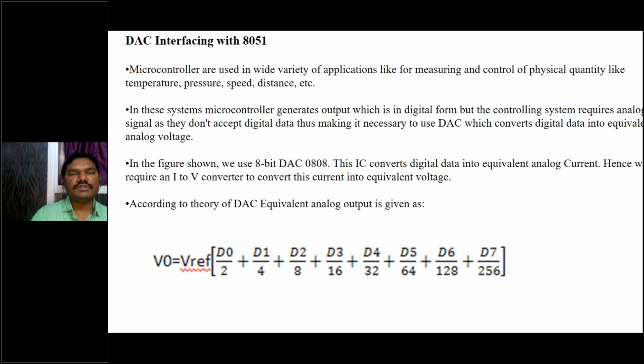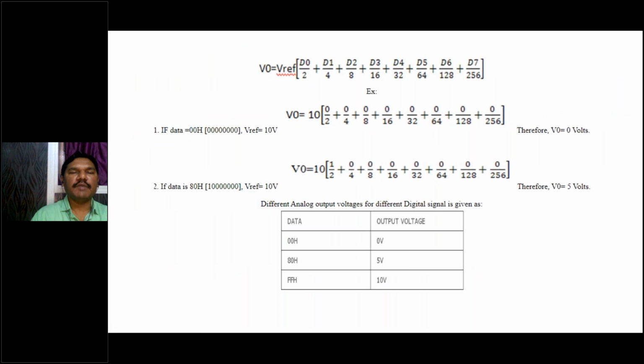Microcontrollers are used in a variety of applications, like measuring and controlling physical quantities such as temperature, pressure, speed, and distance. In these systems, the microcontroller generates output in digital form, but the controlling system requires an analog signal as it doesn't accept digital data, thus making it necessary to use a DAC. So we use a DAC, digital to analog converter. Here I am using the DAC 0808 IC.